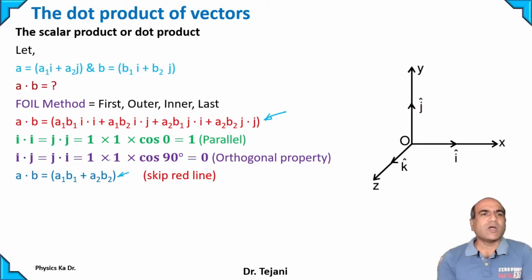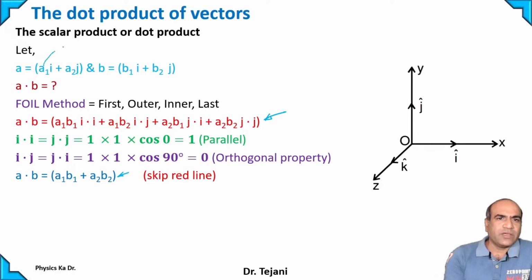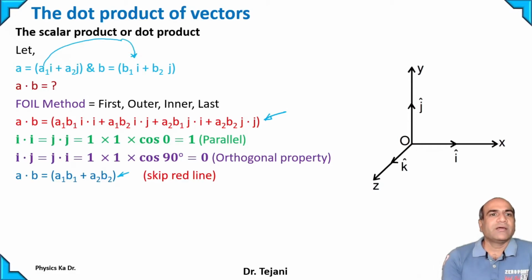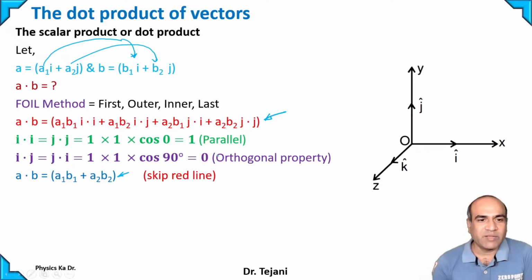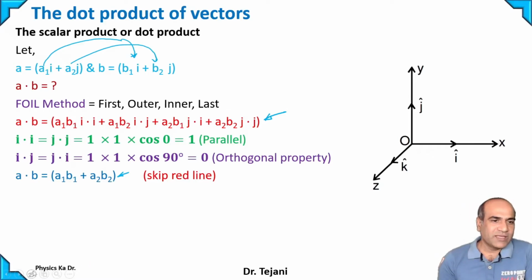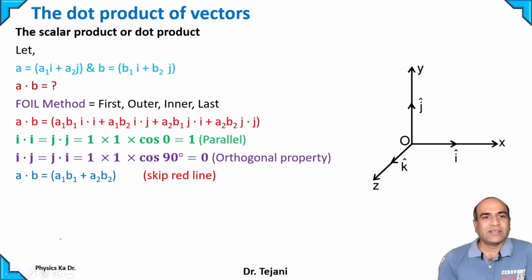So in the case of the dot product, it is the multiplication of A1 B1 and then A2 B2. Only the single component with i multiplied by i and j multiplied by j is required. So remember that part.